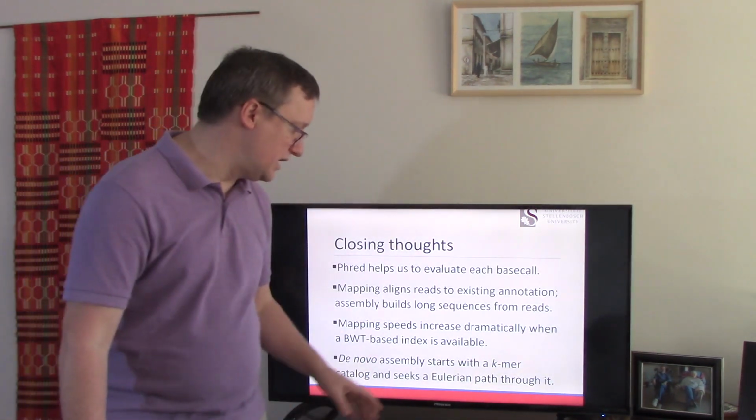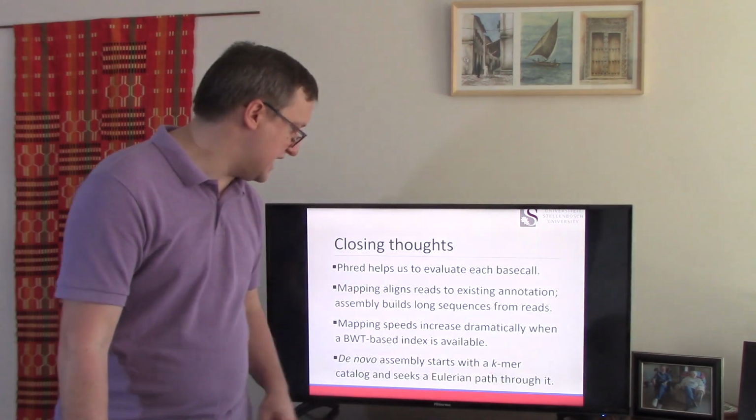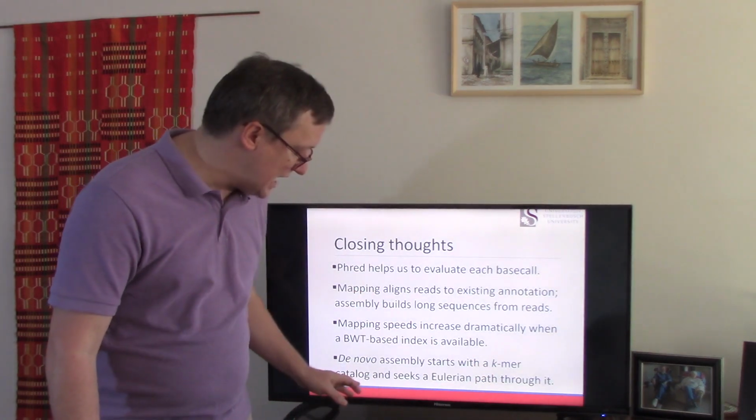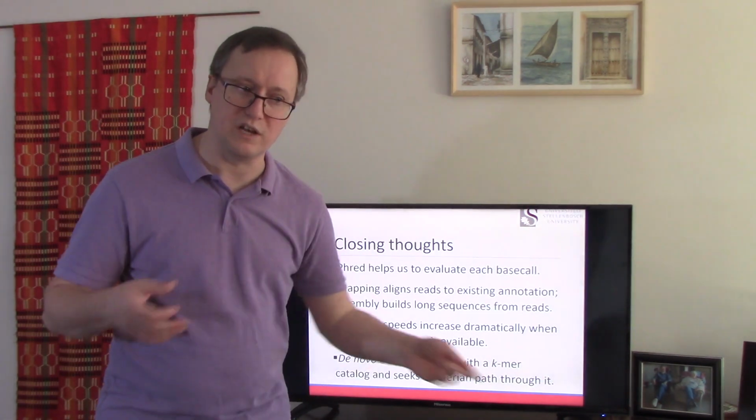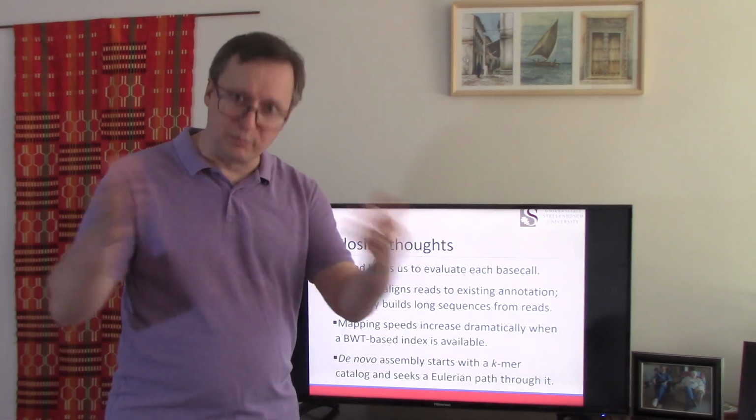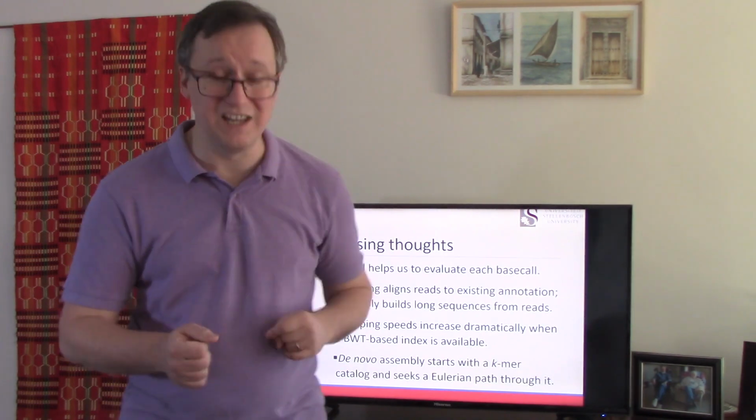De novo assembly almost always today starts with a k-mer catalog that gets sorted, and then we seek a Eulerian path that runs through those k-mer catalogs in order to produce these reads, always taking into account those repetitive sequences and pseudogenes. So that was a lot of material to cover, but if you followed us this far, I think you're pretty well qualified to understand a lot of the literature that you're going to see in genome informatics.